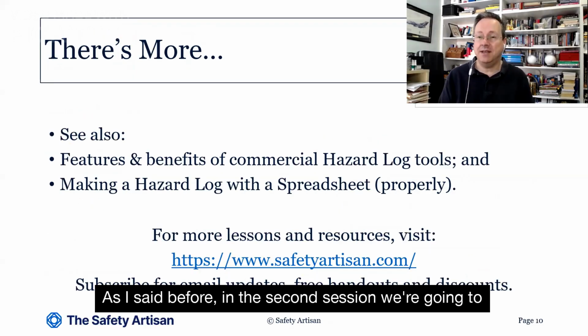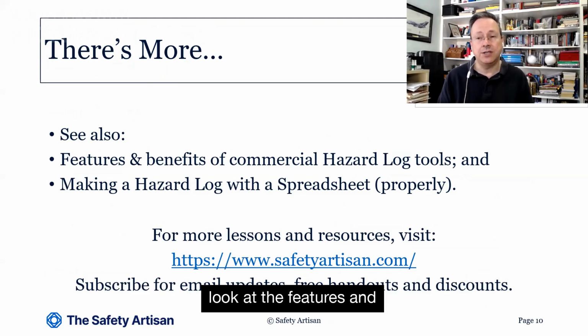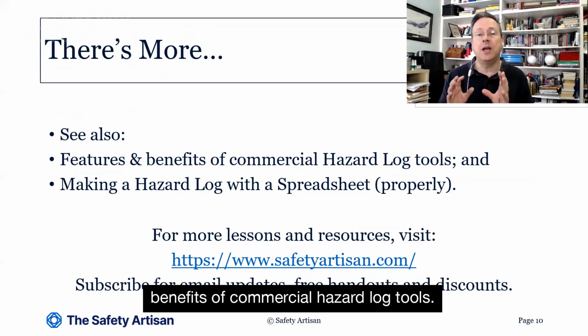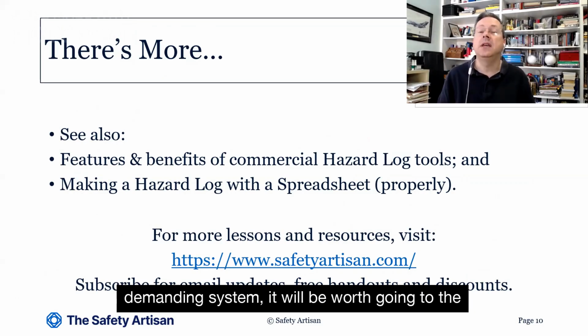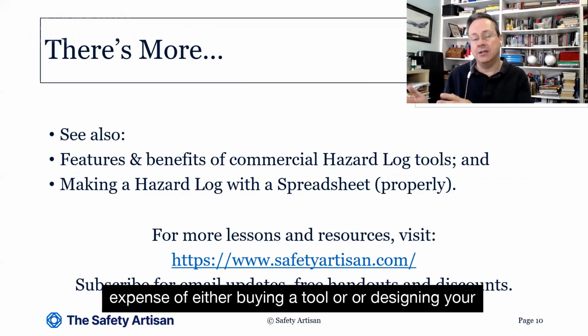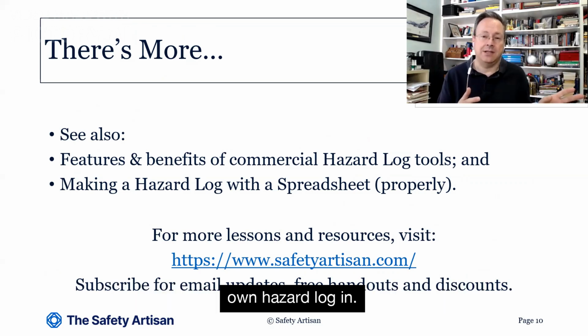As I said before, in the second session, we're going to look at the features and benefits of commercial hazard log tools. And if you're managing a particularly complex or demanding system, it will be worth going to the expense of either buying a tool or designing your own hazard log.